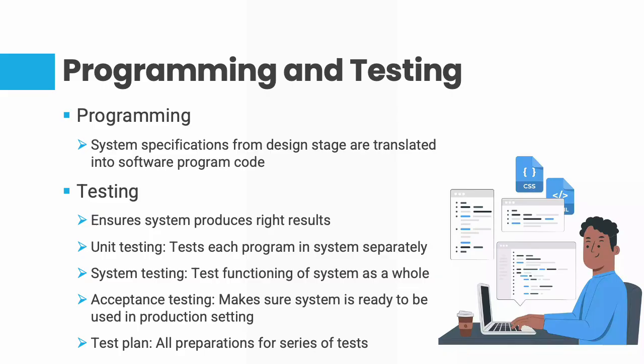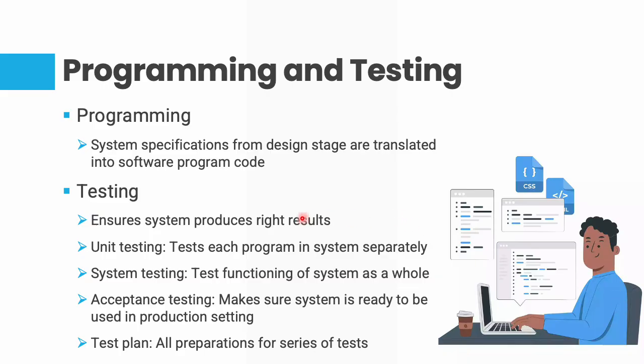So it's like a construction crew builds the house based on the architectural plans. But we cannot just build it and start using it right away. We need testing, right? It's very important. Testing is like quality control to ensure the system produces the right result. And there are different levels of testing.